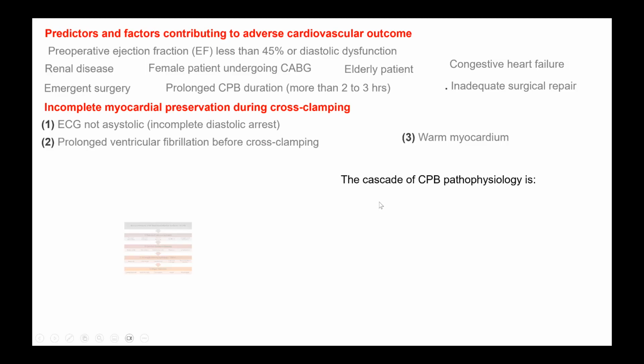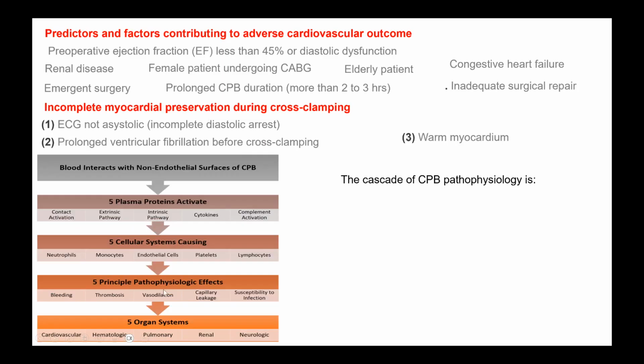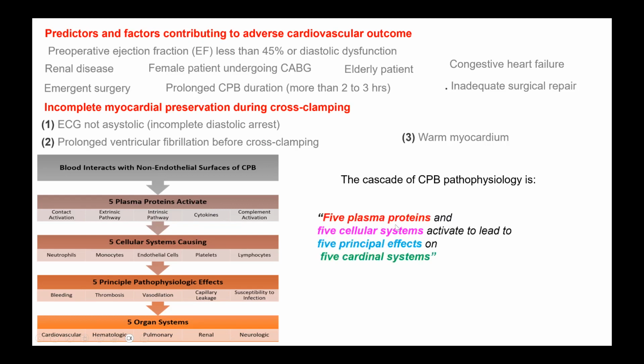The causes of CPB pathophysiology, because these are all theoretical things: 5 plasma proteins activated, 5 cellular systems. These are all the things which cause problems in CPB. So 5 plasma proteins, 5 cellular systems, and 5 principal effects in 5 cardinal organ systems. The organs affected will be cardiovascular, hematologic, pulmonary, renal, and neurologic. This is a very useful slide to remember what complications it can produce.